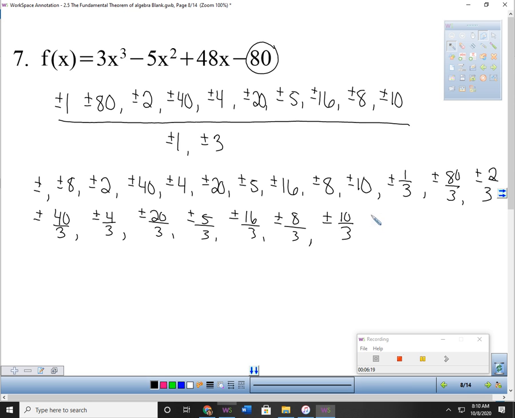Now, it might seem pointless to find all of these, but let's say that this equation didn't cross on an integer. Then you would have to use your table and try and figure out which of these fractions it is, right? You wouldn't be able to do that if you didn't know what your possible ones were. So we're going to do like we always do. We're going to graph this and see if we can find somewhere where it crosses the x-axis.